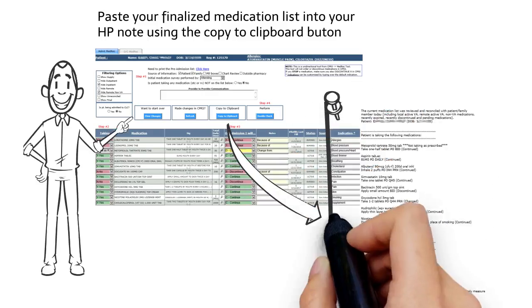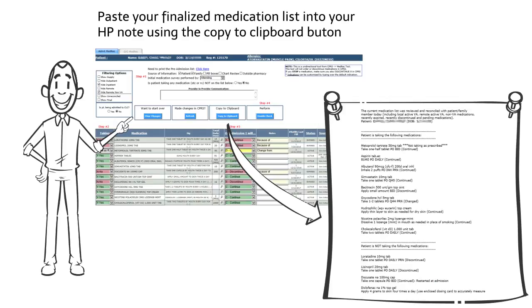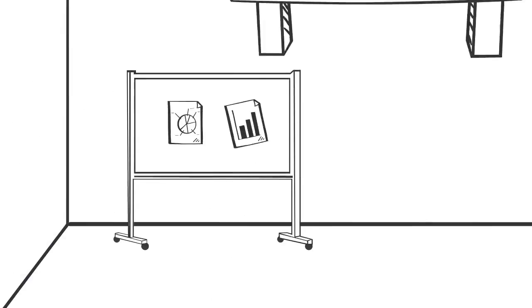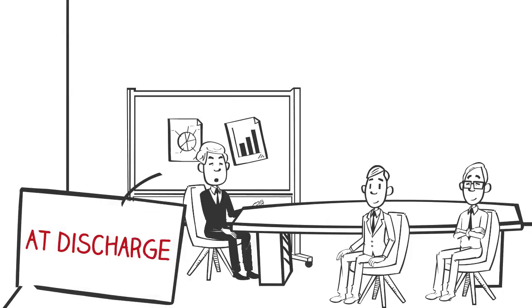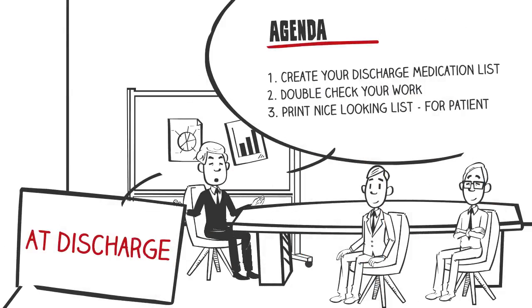Once you complete MedRec, you can paste your final medication list into your H&P note using the Copy to Clipboard button. When you're ready to discharge the patient, you will use the tool to create your discharge medication list, to double-check your work, and then to print a nice-looking list for the patient.